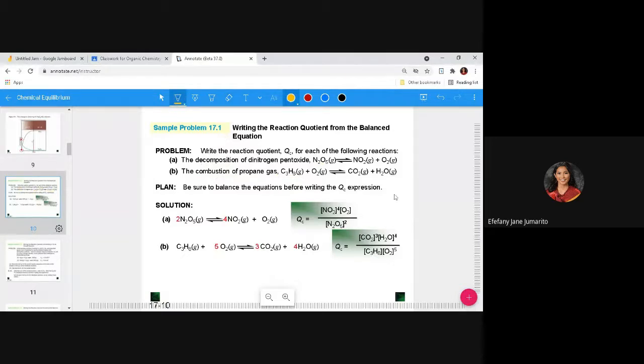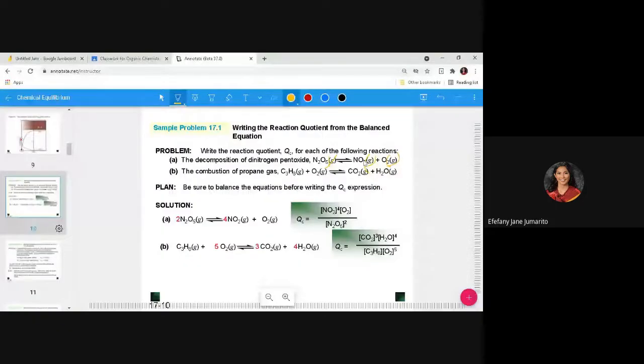Okay, so we have this one. We have N2O5 which is a gas. We have NO2 which is also a gas. We have O2. It's a reversible reaction. Now we are asked for the reaction quotient. Now, first thing to do, class, is we have to what? Balance, ma'am. Okay, we have to balance.